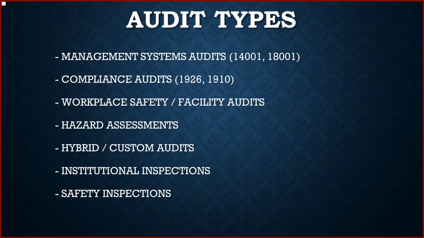Workplace safety, facility audits, hazard assessments, hybrids, customs. We have users that in a specific part of the world, they inspect swimming pools. We never thought we would need to see inspection of swimming pools as part of an annual check of a facility. Institutional inspections or audit, and drilling down to safety inspection. So you can also use a tool like Previti to automate your inspection systems and then roll up the results as input to your audit.